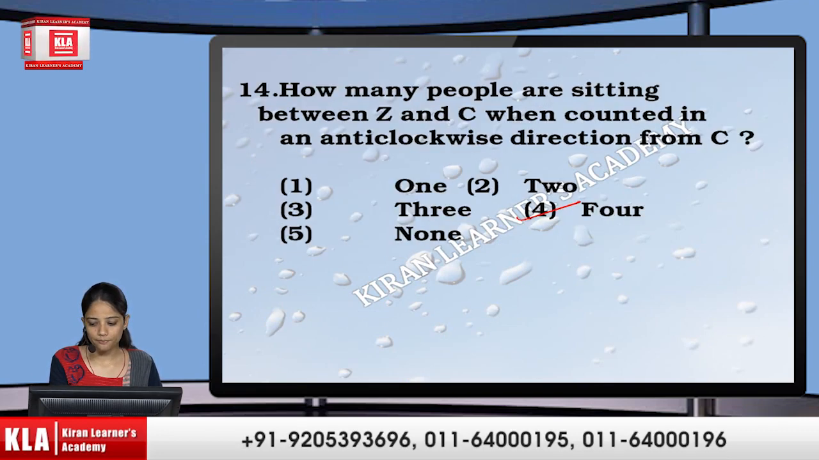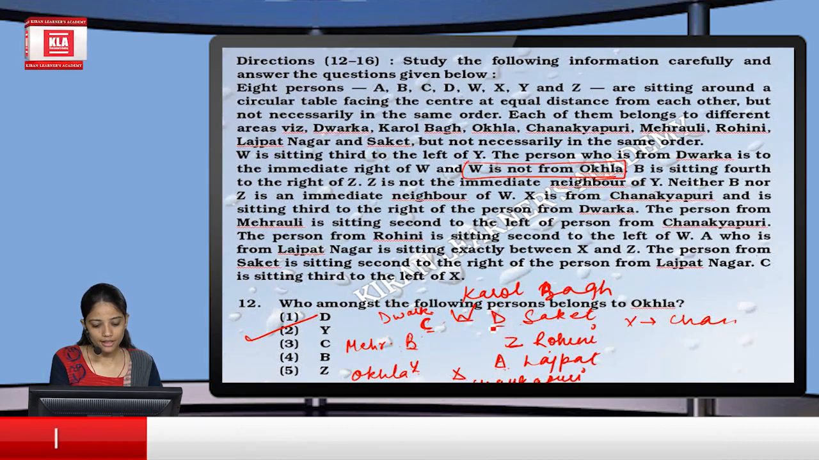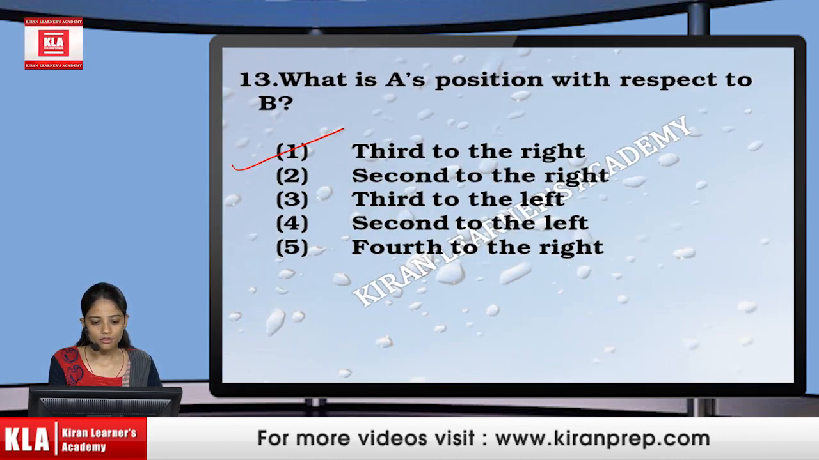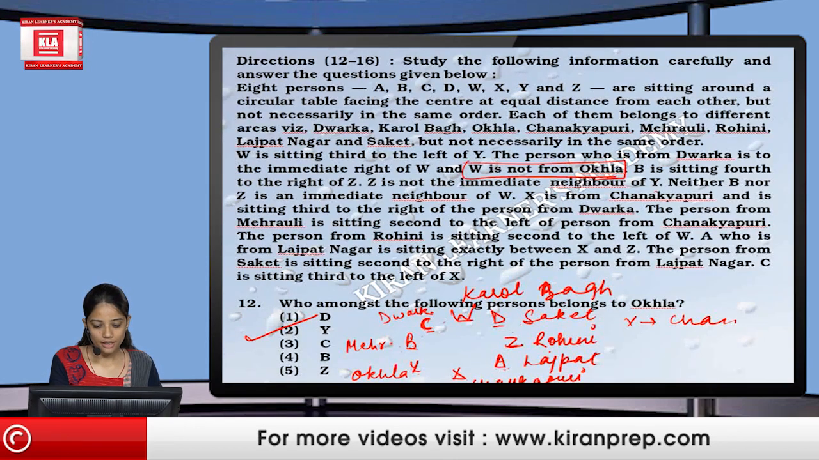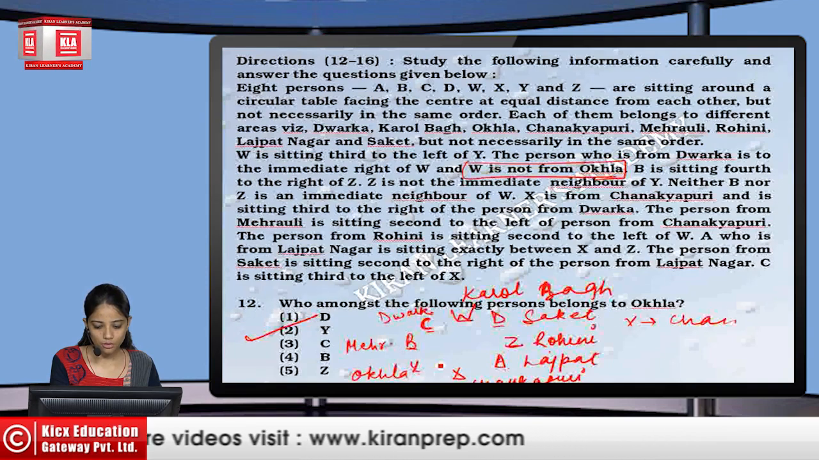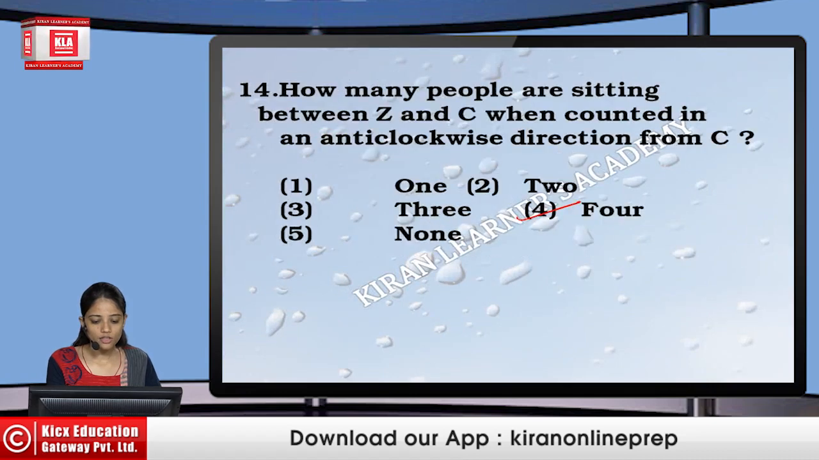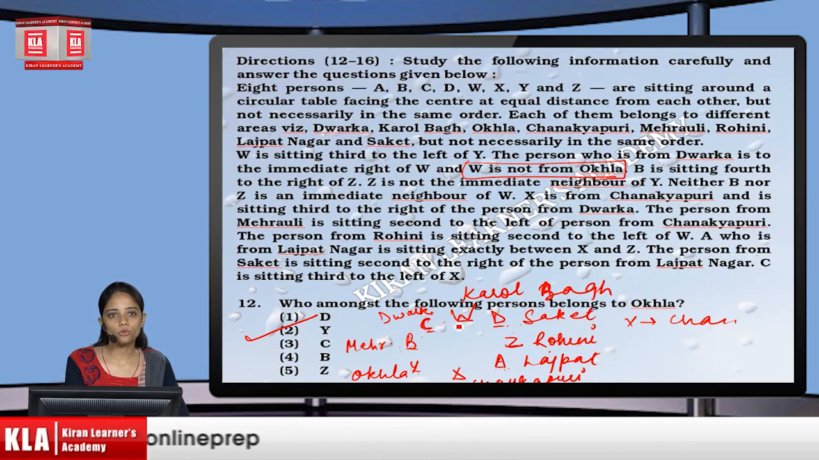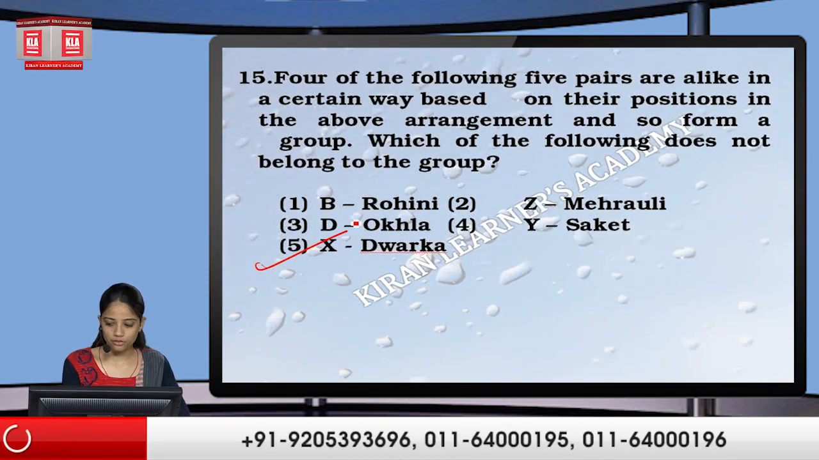Next we have D and Okhla. So D and Y. Y is from Okhla and D is opposite to Y. So this is also working. Next we have Y from Saket. Y is from Okhla and the one sitting opposite is D, and he is from Saket. So this is also working out. The last option we are left with is X from Dwarka. Let's see. X is sitting opposite to W, who is from Karol Bagh, not from Dwarka. So the answer will be the last one, that is the fifth option.